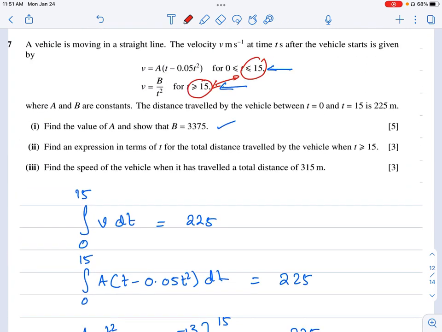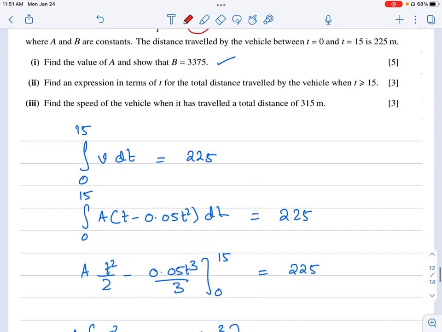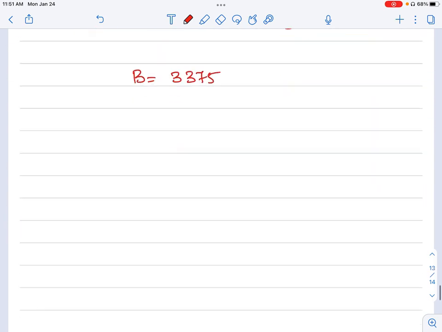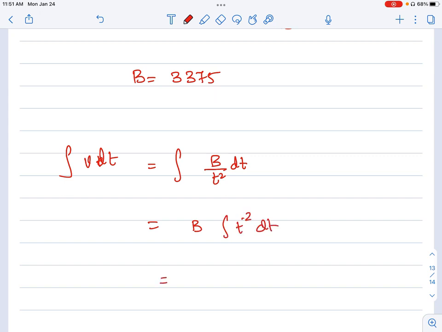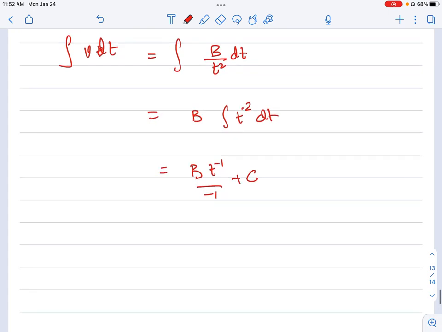Coming to the second part: find an expression in terms of t for the total distance traveled by the particle when t is greater than or equal to 15. So I am going to integrate the second part, v dt. It becomes B upon t squared dt, so it becomes B t to the power minus 2 dt. So it becomes B t to the power minus 1 by minus 1 plus c. The B value was 3375, so it is minus 3375 upon t plus c.